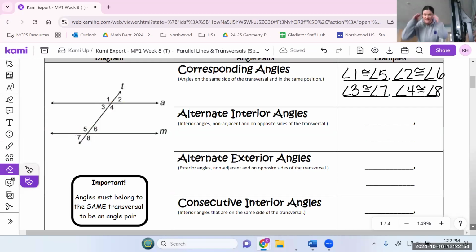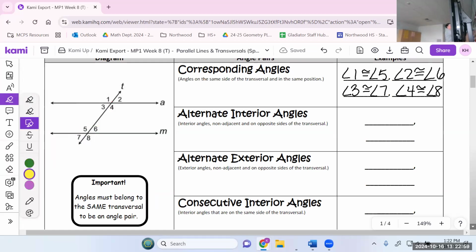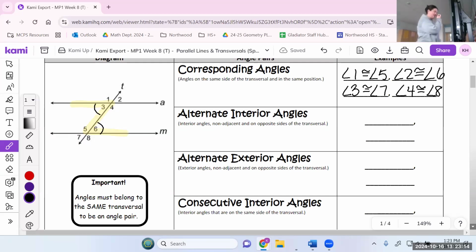I don't know why, but I think it was theta. I see that Z. Whenever I see that Z, I know that the insides of the Z are going to be congruent. Those are alternate interior angles. So I just drew a couple for us here. Angle 3 will be congruent to angle 6, because they're alternate. Alternate means one's on one side of the transversal, the other's on the other side. And they're inside those parallel lines.